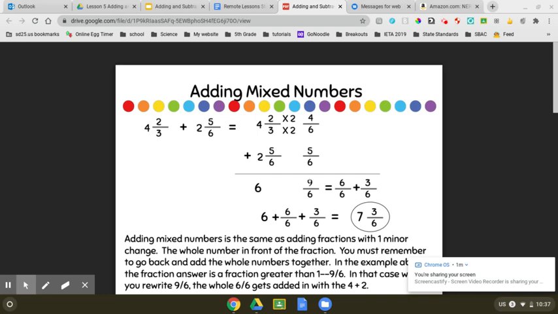So with this 9/6, it's a fraction greater than 1, so I need to rewrite it as a mixed number. You can write 1 and 3/6, 6/6 plus 3/6. So this whole number gets added in with the 6 over here, and then I've got the 3/6 left. So I have a total of 7 and 3/6. Okay, so this is just finding a common denominator and then adding the whole numbers.